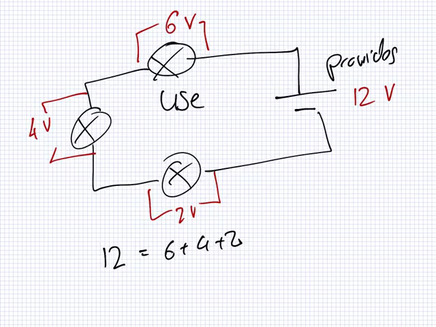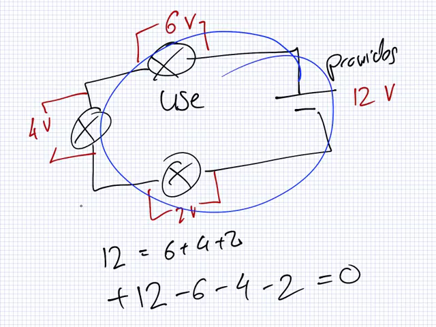So if you make the resistors minuses and the provider a plus, then you end up with 12 minus 6 minus 4 minus 2 equals 0. So again, this rule makes sense. If you add up the voltages in a loop, they add up to 0, where plus is for providers and minus is for consumers.